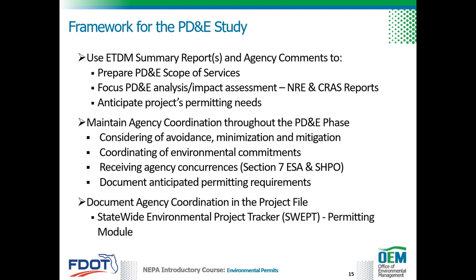Coordination with the agencies should be maintained throughout the PD&E study on specific project issues such as considering avoidance, minimization, and mitigation measures, coordinating environmental commitments, receiving agency concurrences, and documenting permitting requirements. Agency coordination should be documented in the project file in the statewide environmental project tracker called SWEPT. SWEPT includes an environmental permits module that allows the district permit coordinators to track permitting information.